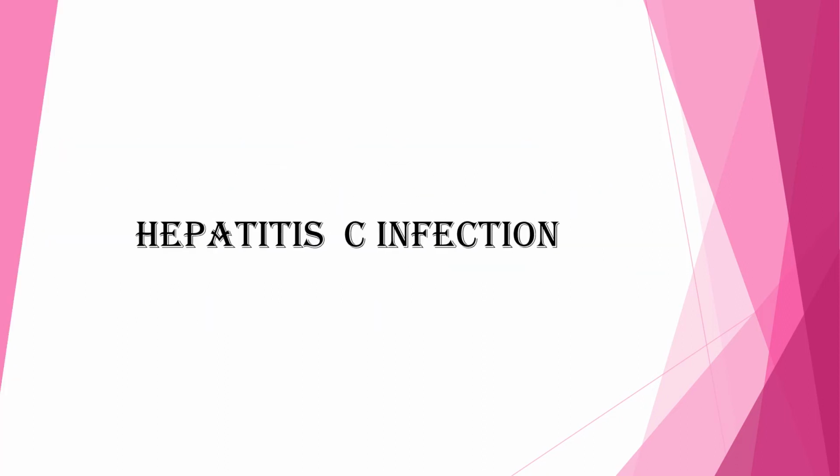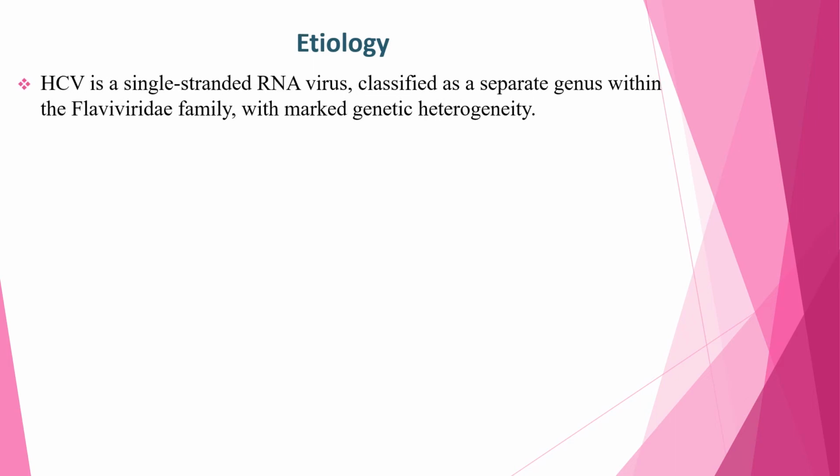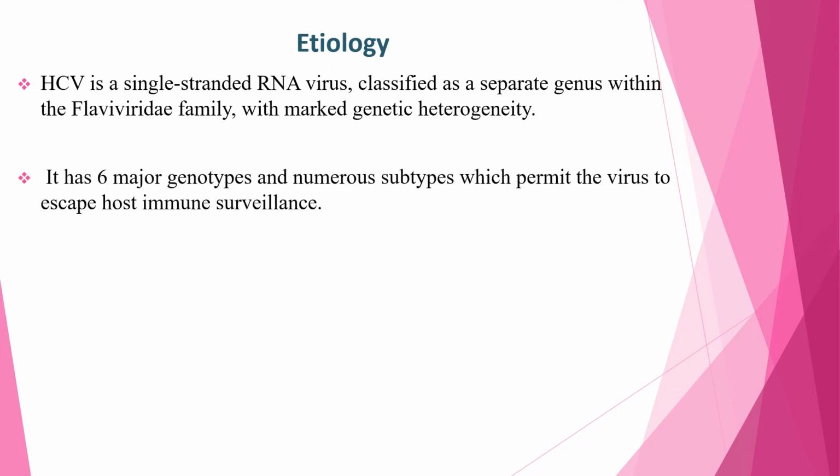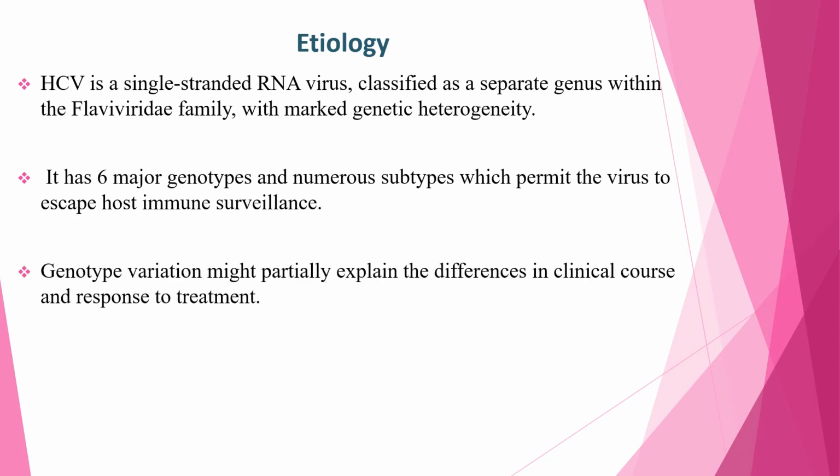The third one is hepatitis C infection. Hepatitis C is a single-stranded RNA virus classified as a separate genus within the Flaviviridae family with marked genetic heterogeneity. It has 6 major genotypes and numerous subtypes which permit the virus to escape post-immune surveillance. Genotype variation might partially explain the difference in clinical course and responses to treatment.